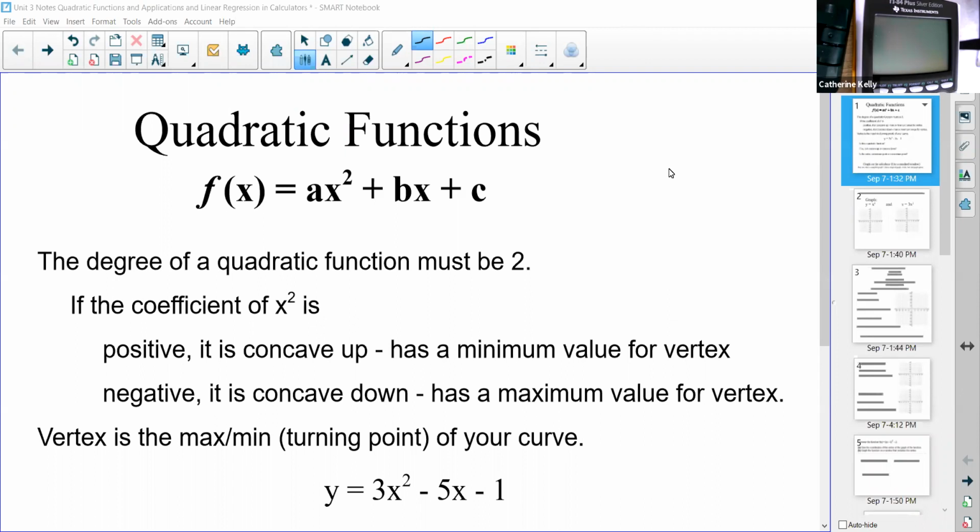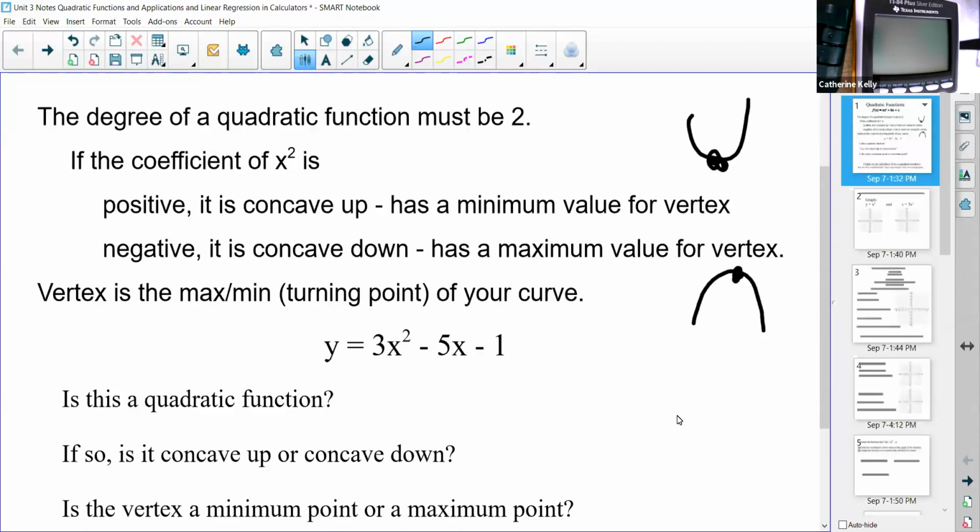The coefficient of x squared is positive if it's concave up. So if it's concave up on your graph, it will look like this. So it will have a minimum value for its vertex. If it's concave down, if the x squared is negative, then it will have a maximum value for the vertex. A vertex is the maximum, minimum, or the turning point of your curve.